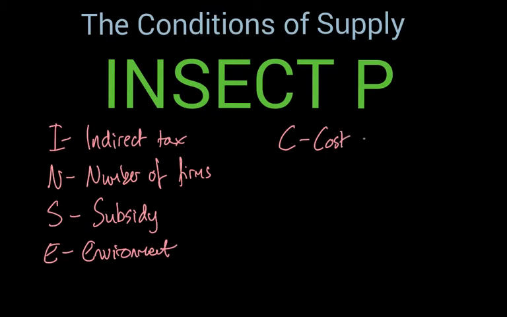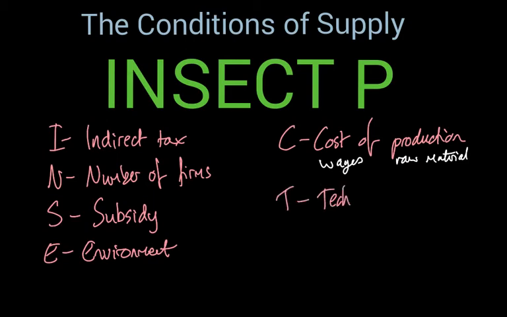C is a common one to come up in exams. It's the cost of production. So anything that alters the costs of production for a firm would appear here. So we may well be talking about things like wages, raw material cost, and so on and so on. So lots of different costs that a business could incur. Changes in any of those would shift supply.